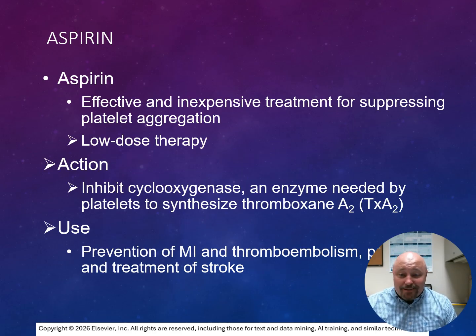Aspirin. This is a drug that's been around for a long, long time, and it's a very effective and inexpensive treatment for suppressing platelet aggregation. It's a low-dose therapy that works to inhibit cyclooxygenase, an enzyme needed by platelets to synthesize thromboxane.